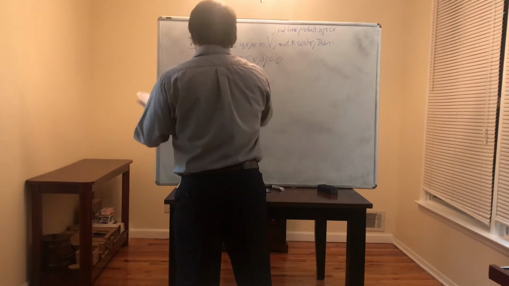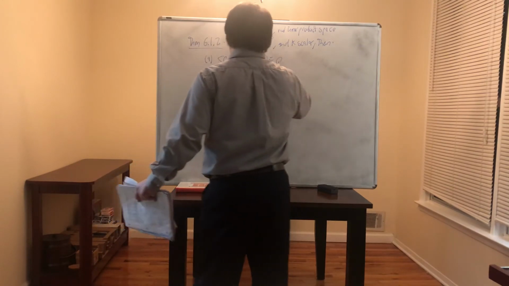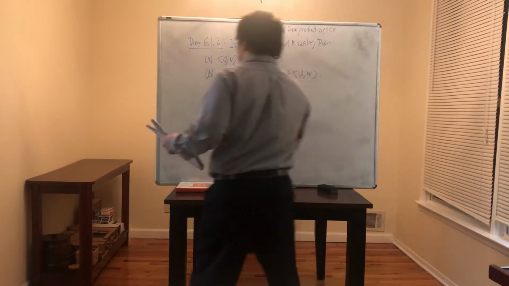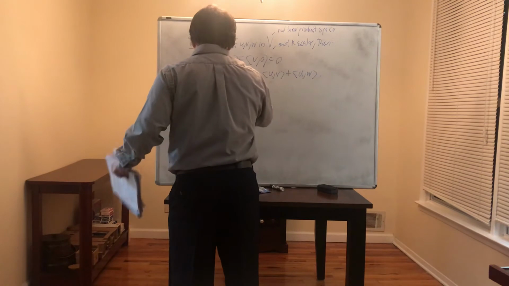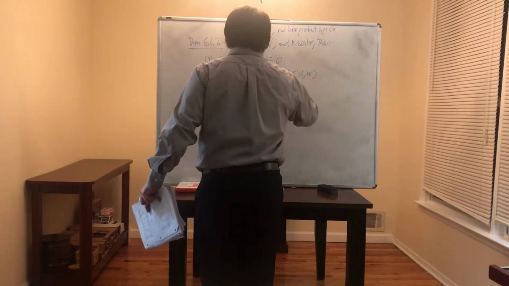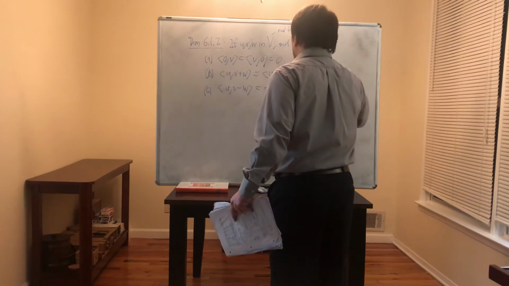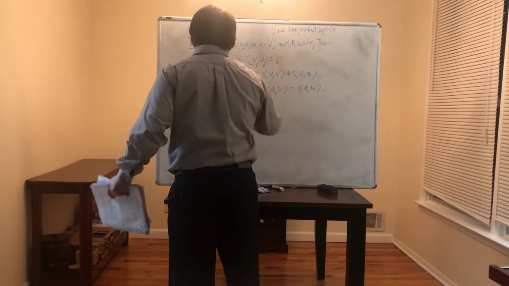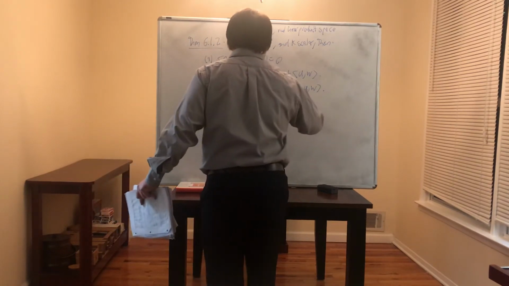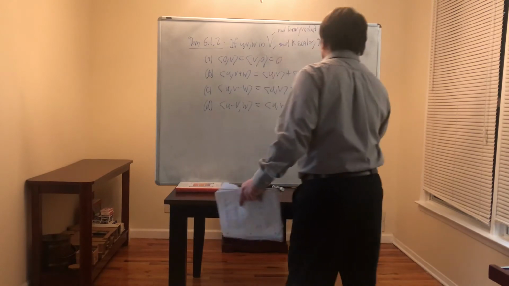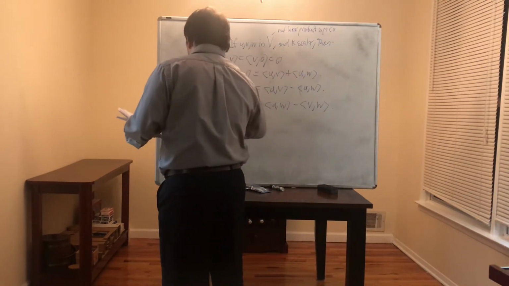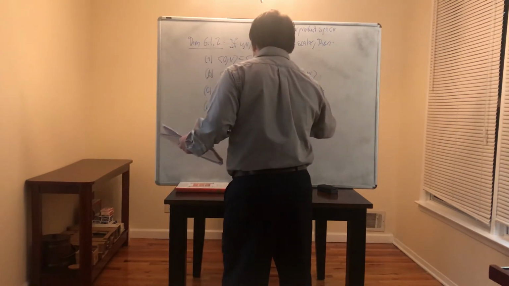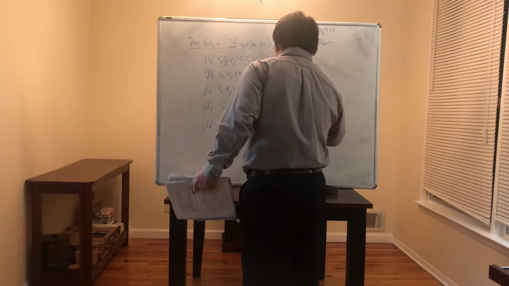B, the inner product of U with V plus W is equal to the inner product of U and V plus the inner product of U and W. C, the inner product of U and V minus W is equal to the inner product of U and V minus the inner product of U and W. D, the inner product of U minus V and W is equal to the inner product of U and W minus the inner product of V and W. And then E, K times the inner product of U and V is equal to the inner product of U and KV.